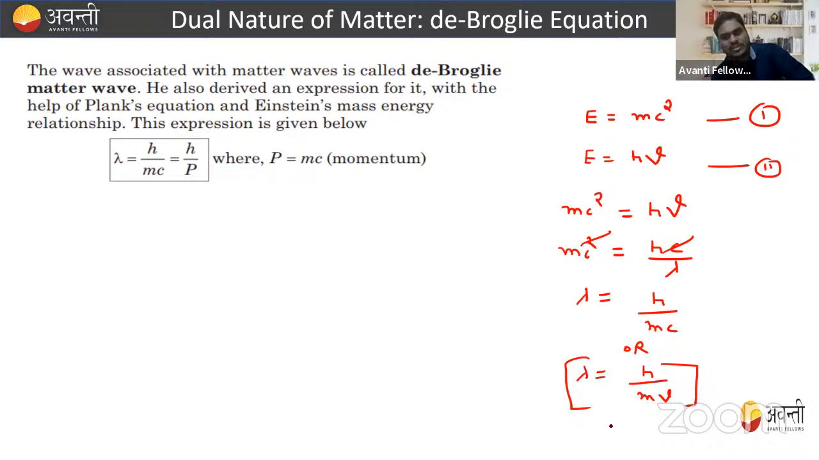We know that mv is also equal to momentum. So lambda comes out to be h upon p. So this is the formula that we derive from this. Lambda is equal to h upon mc, or we say h upon p, where p is the momentum. I hope this is clear to you.